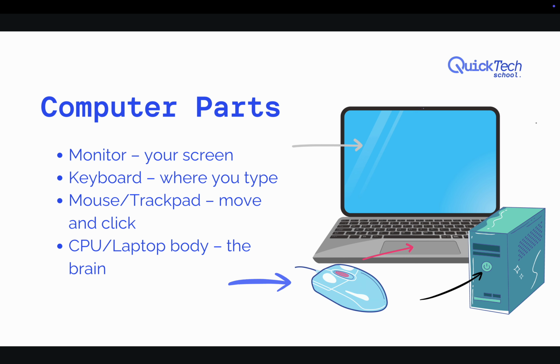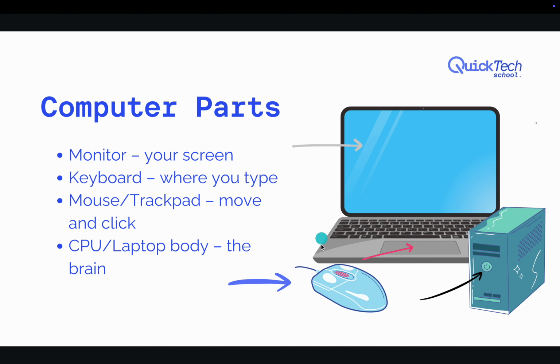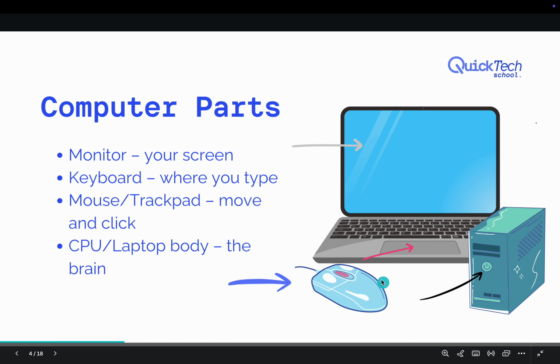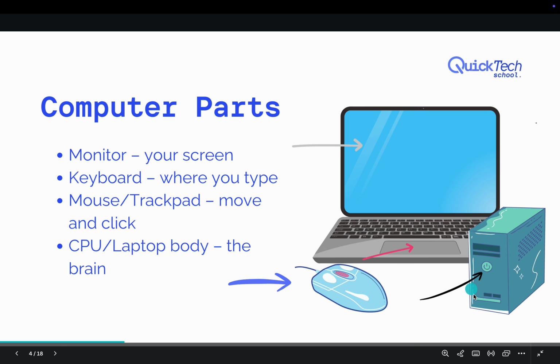Then you have the keyboard where you type things. So the keyboard is this portion that has all the keys. This is where you type things. This is your keyboard. Then you have the mouse or trackpad. So this is a mouse. Some people prefer this because it's more convenient to use. And then most laptops, or every laptop, this is what you are going to see. This is the trackpad. Then you have the CPU, the laptop body, which is the brain.